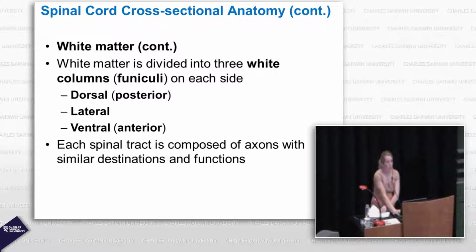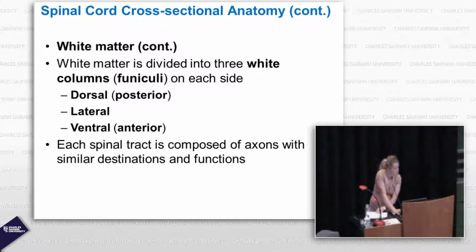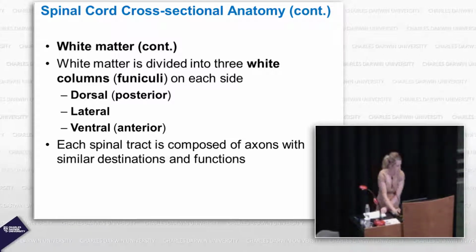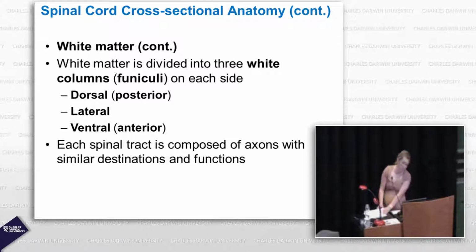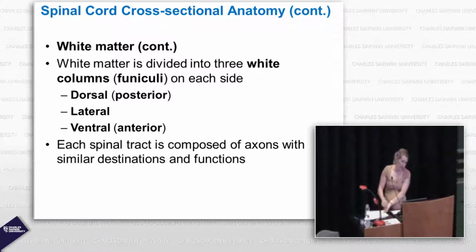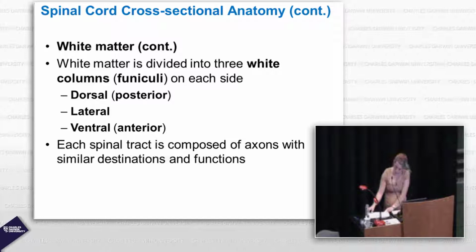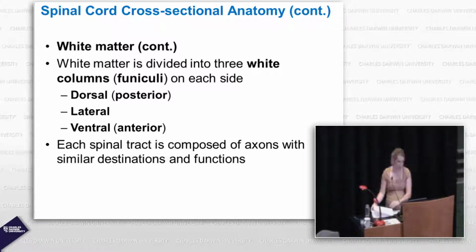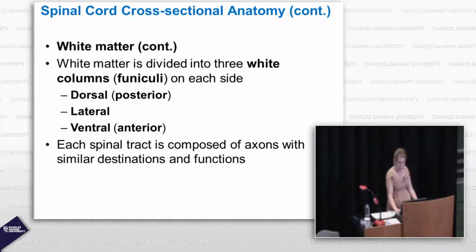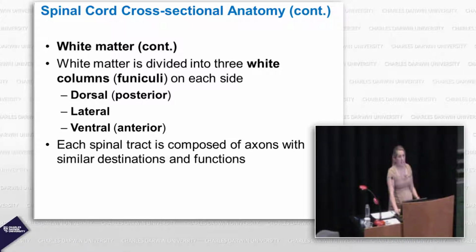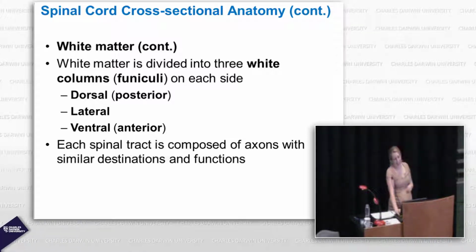There are 31 pairs of spinal nerves, matching with the vertebrae, except for in the cervical region where there is 1 extra pair. Within these, the columns can also be called the tracts of the white matter, and they are composed of bundles with similar functions.